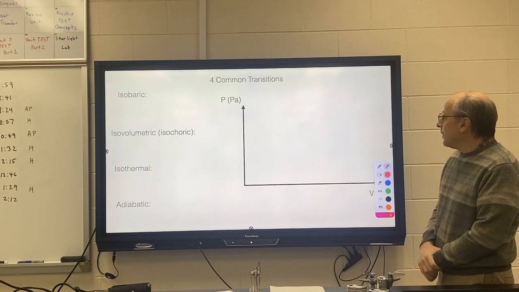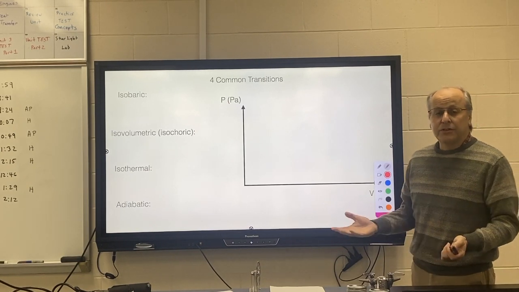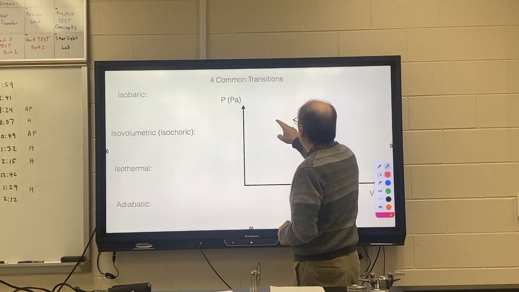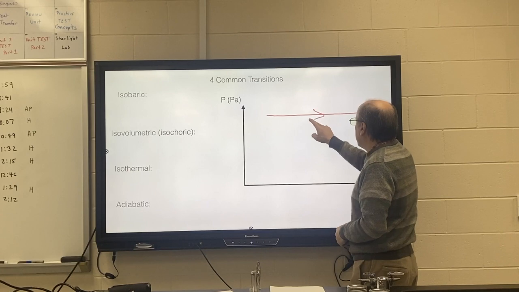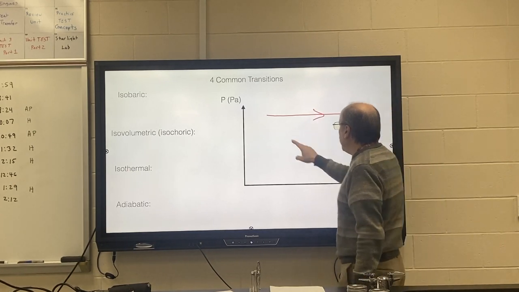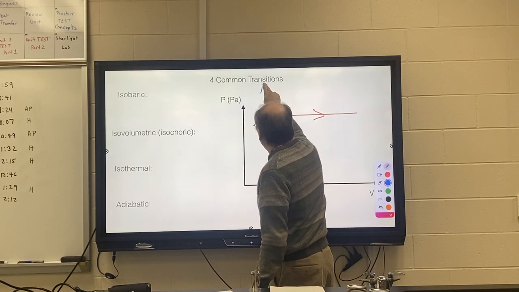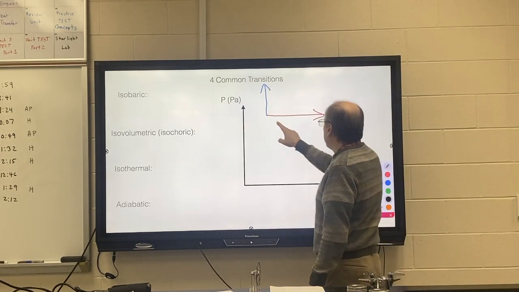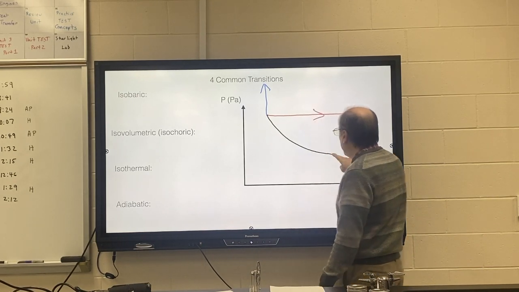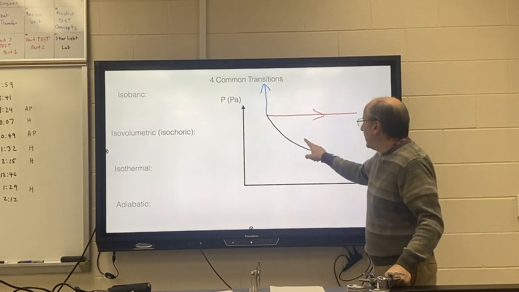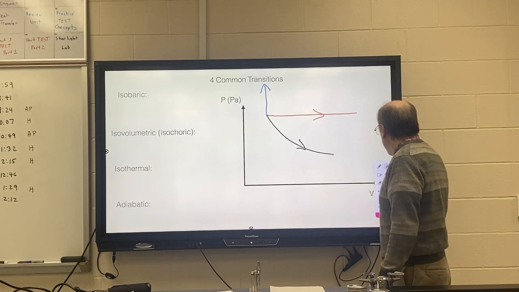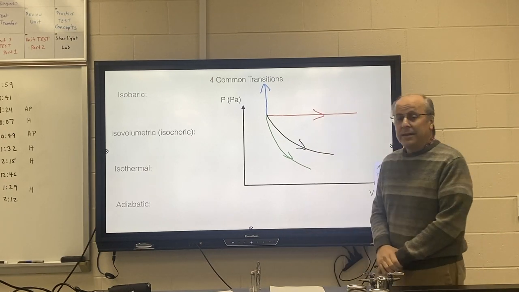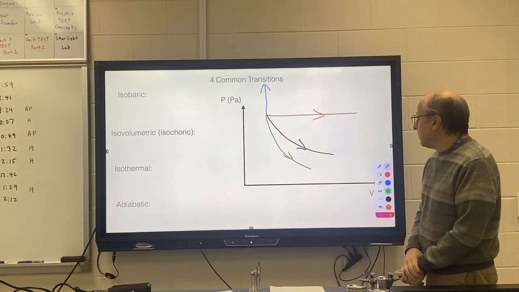Remember, there are 4 different common transitions. Obviously, there's lots more, but these are easy ones to deal with. We have isobaric, constant pressure. We have isovolumetric, that is a constant volume. We have isothermal, that's one that takes place at a constant temperature. And we have adiabatic, which is one where no heat enters or leaves the system.